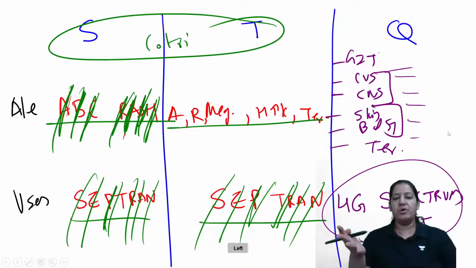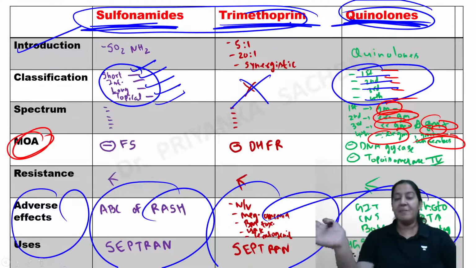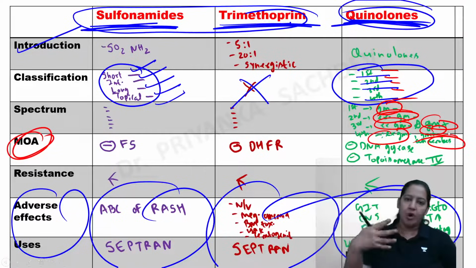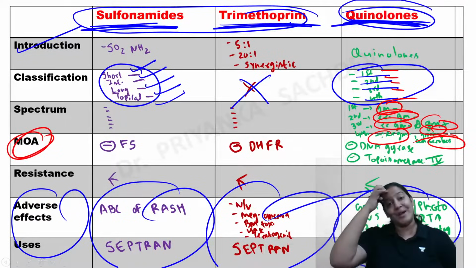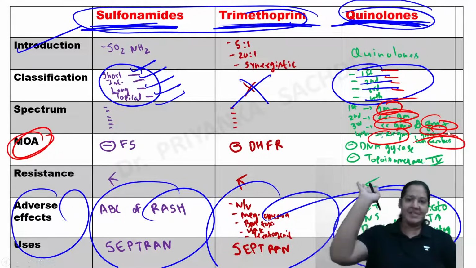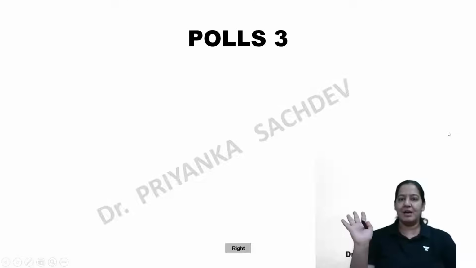Everyone. So this is how you have to learn all the antibiotics in a comparative manner. I'm going to teach you all. These are only 3 chapters done. I have to teach you 20 chapters today. So today is a marathon. The 3 chapters are done.